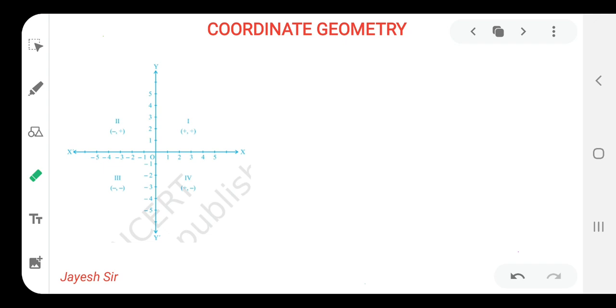Similarly, for the y-axis, on the upper side you can see all the positive numbers, 1, 2, 3, 4, 5. And similarly on the opposite side of the y-axis, we can see the negative numbers, -1, -2, -3, -4, -5. I hope you are all getting it, friends.